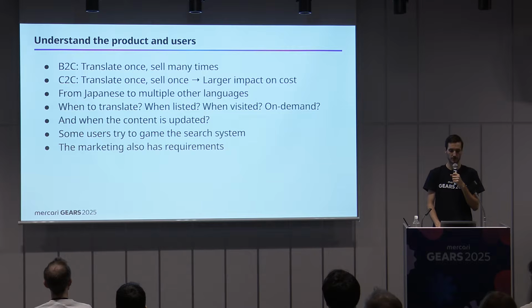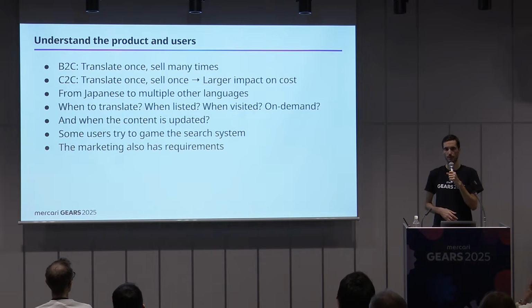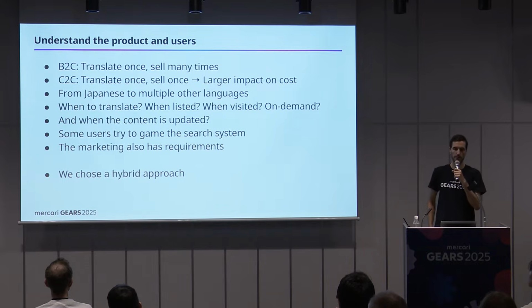And finally, we have some additional requirements like marketing. Regardless of whether an item is visited or not, they actually want to push those to some ads platforms or some shopping platforms like Google Shopping. And we have to have the items translated. So in our case, we chose a hybrid approach. The reason is that for marketing, within certain categories, they want them immediately. So as soon as it's listed, it gets translated, and they can push it to the platforms. For other categories, it would be too expensive to translate everything. So we just wait for the user to visit.